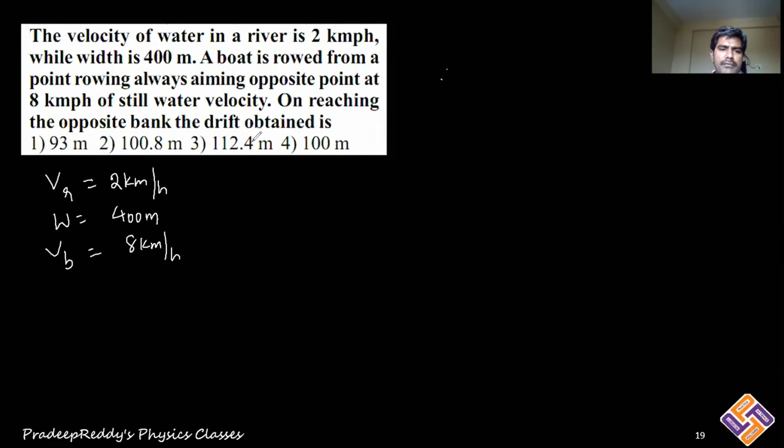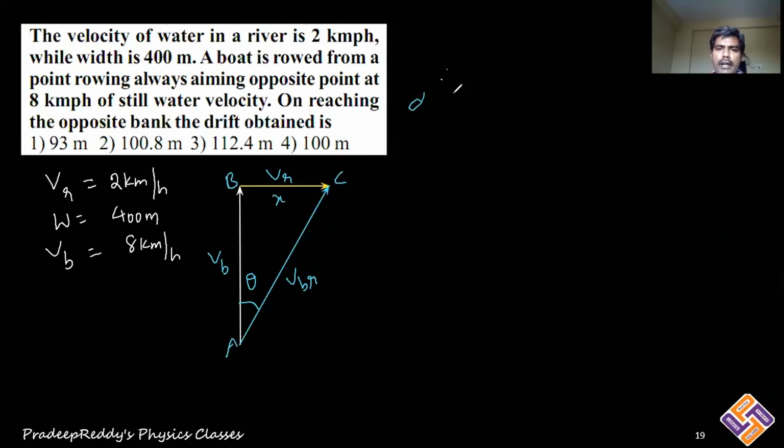So in order to find out the drift, you have a basic relation. See, this is the way. Boat is always aiming to reach the opposite bank, and as there is river velocity, it gets drifted. The resultant vector will be in this direction. That is the resultant. Velocity of the boat with respect to river, velocity of the river, velocity of the boat. This is angle theta, and it is A, this is B, this is C, X. I want to find out drift, which is equal to X, velocity of the river into time taken T.